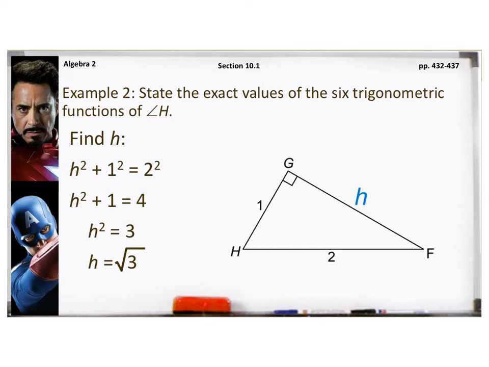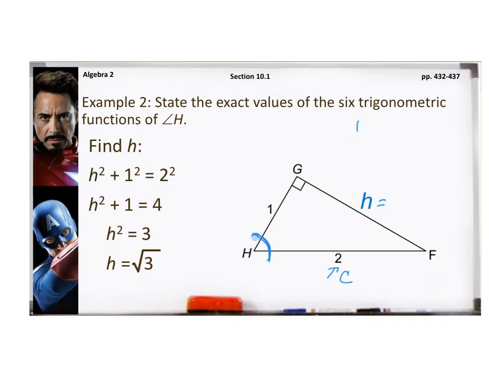All right, example 2, state the exact values of the 6 trig functions of the angle H. Okay, so this is our angle. So I need to find out what little h is because I need all the sides. So I can use my Pythagorean theorem. This is my hypotenuse. In other words, C, if I'm using my Pythagorean theorem.